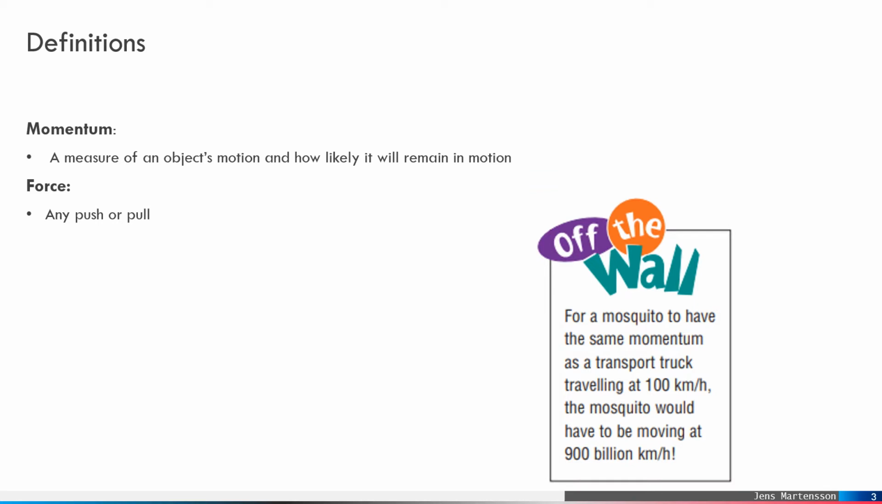Before we jump right into some of the other practice questions with momentum, we want to go over a couple of definitions. So take a moment, pause, copy down the terms here. All right, and now I want to draw your attention to the bottom corner, something kind of interesting. If you wanted to have the same momentum, or that same force or impact, look how fast a mosquito would actually need to travel, because the mass of a mosquito versus a transport truck is so different. Kind of crazy. I don't think we can actually fly that fast though.